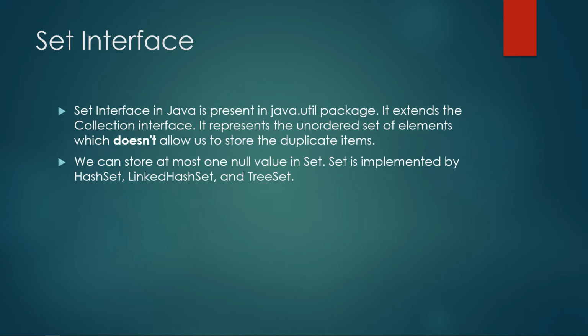The set interface in Java is present in the java.util package. It extends the collection interface. It represents an unordered set of elements which does not allow us to store duplicate items. We can store at most one null value in a set. Set is implemented by hash set, linked hash set, and tree set.